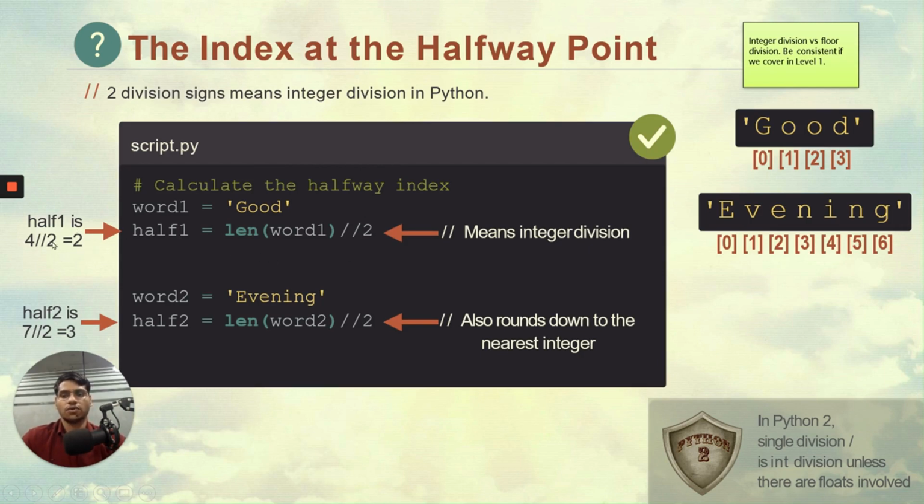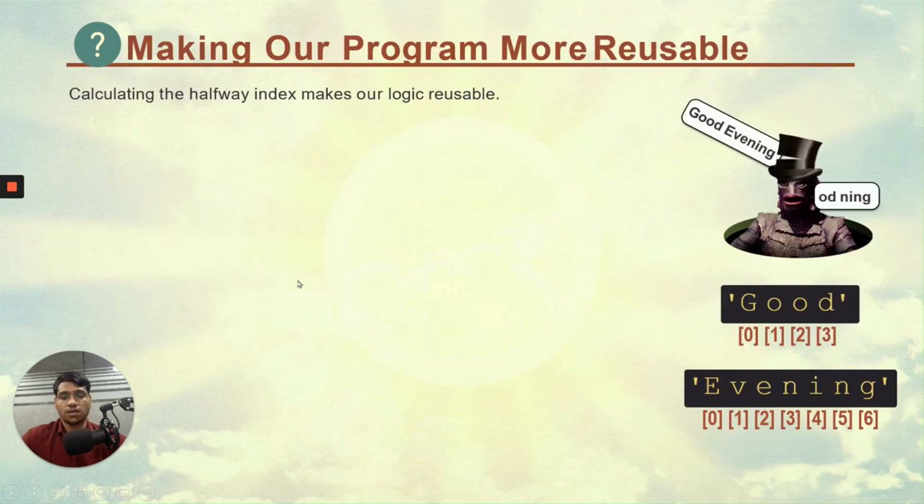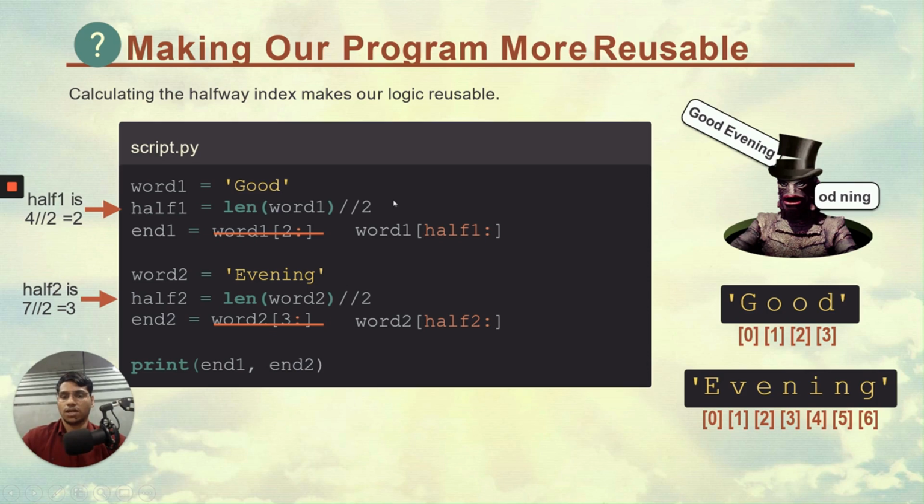So here I'm going to get 4 double slash 2 will be equal to 2 and 7 double slash 2 will be equal to 3. So I've got the center point of both word1 and word2. Now if I put everything together, this is how my code will look like. First I have a word1, I'm calculating the half1, and I'm just slicing it out, and then at the end I'm just printing end1 and end2.